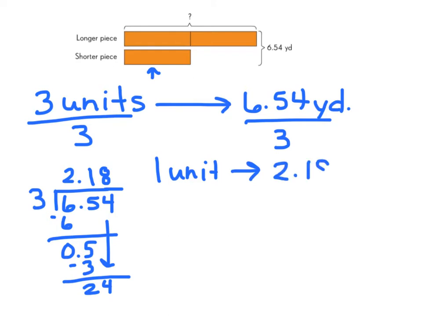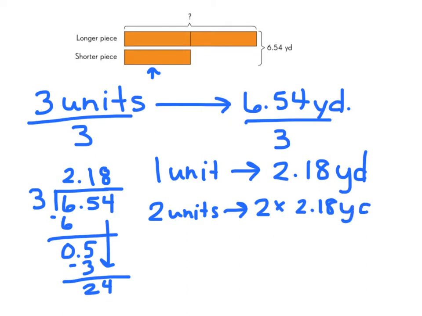is 2 18/100 yards. So if we wanted to find the length of the longer piece of metal, we would take 2 units, or 2 times 2 18/100 yards. 2 times 2 18/100 yards would be equal to 4 36/100 yards.